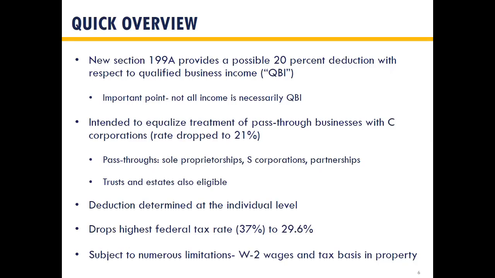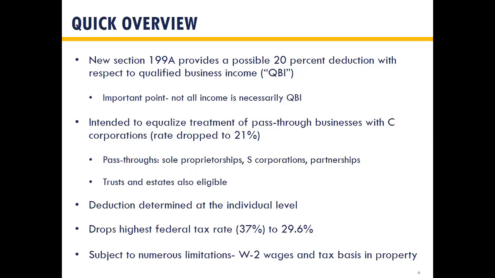The purpose, if people wonder what is the purpose of 199A, why did Congress enact it? The purpose was to equalize treatment of pass-through businesses with C corporations. C corporations pay an entity level tax. Their rate was dropped with tax reform. Their rate was dropped from a high of 35%. It was a graduated rate structure, but the top rate was 35%. It is now a flat 21% rate paid by C corporations.